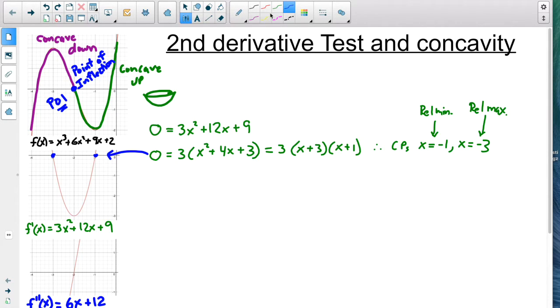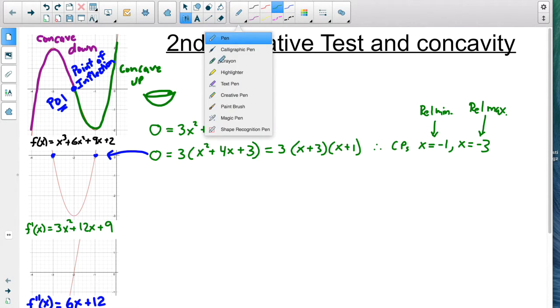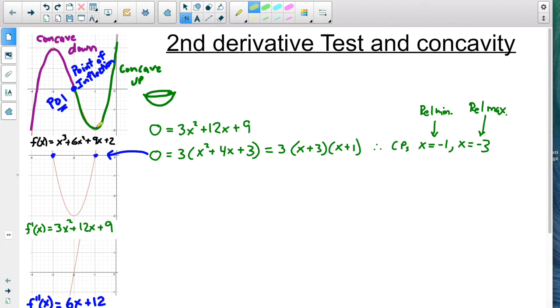And what's important about this, what's great about this, is that relative mins always happen in a bowl up, see? And relative maxes always happen in a bowl down. And what's really cool about that is the second derivative. So let's take a look at the second derivative.